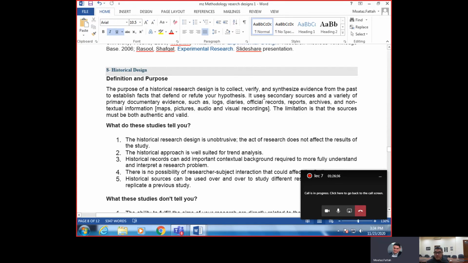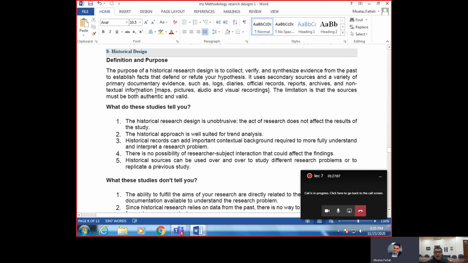Secondary sources mean you can see what documentation, how the Egyptian government decided to launch a war against Israel in 1948. What evidence we have: documents, diaries, logs, official records, reports, archives, and non-textual information, what maps we have, what pictures, what audio and visual recordings. All this is going to be part of your historical analysis, as if you are studying the history of the phenomenon from A, B to C, and so on. Just be careful about one thing.